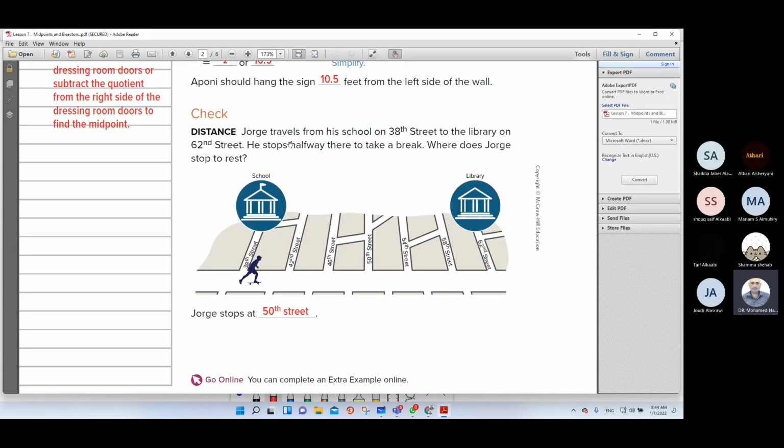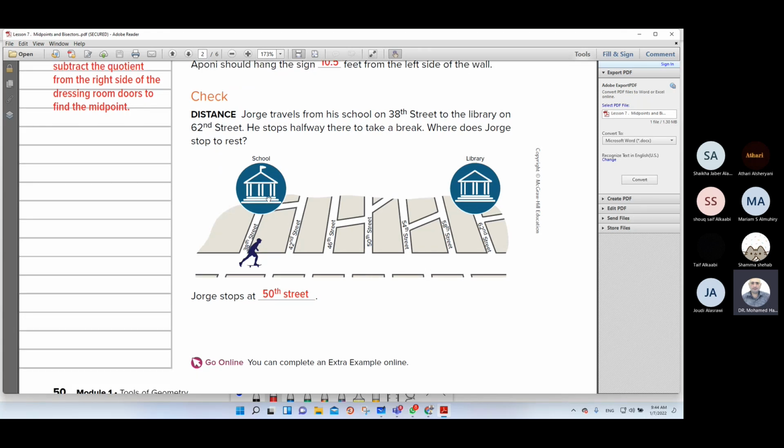George travels from his school on 13th Street to the library on 62 Street. He stops halfway there to take a break. Where does George stop to rest? The first end point here is the school, and as you see, the number will be 38. And the end point here is the library, the number will be 62. And we want to find the midpoint.